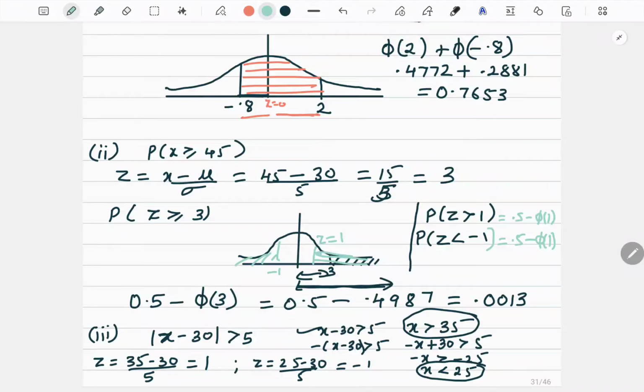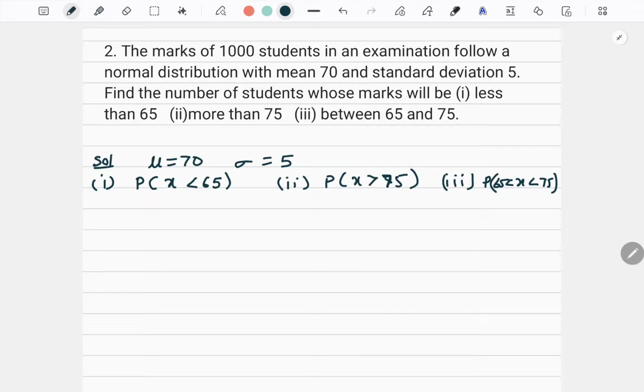Correct? But my problem is that I don't know x. I should convert it to z. How will I convert to z? So I have three numbers, 65, 75. Two numbers I need to convert. So now z is equal to x minus mu upon sigma. So let me work for 65 first. So 65 minus 70 upon 5. Right? So it is minus 5 by 5, which is minus 1.